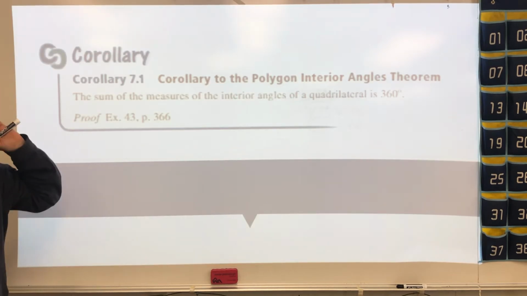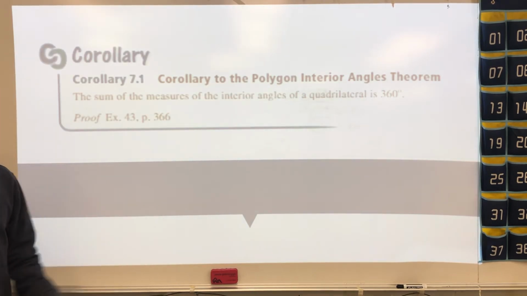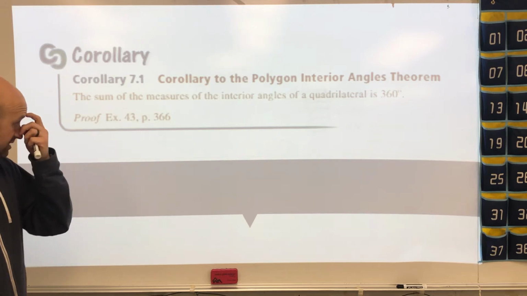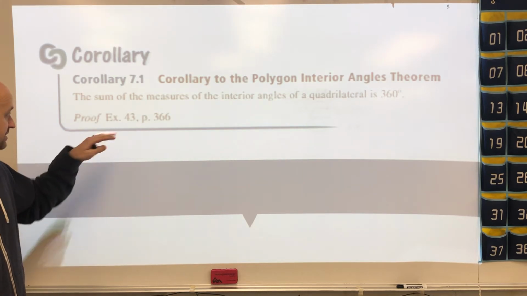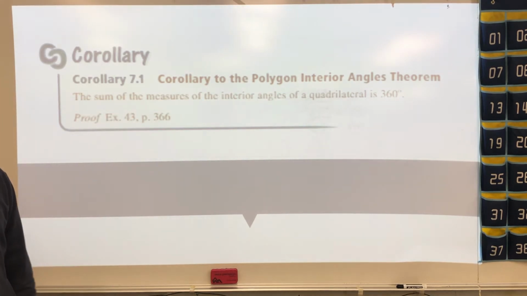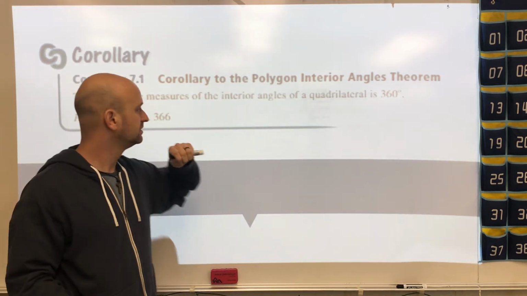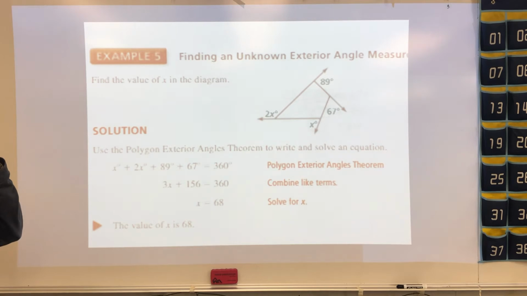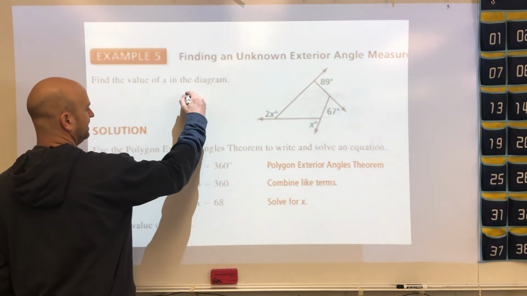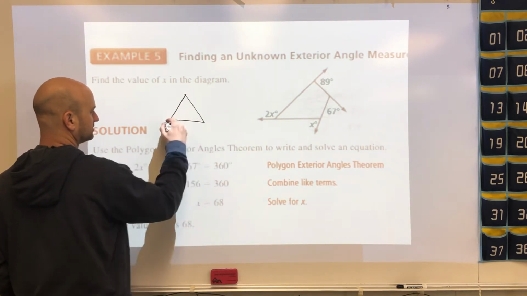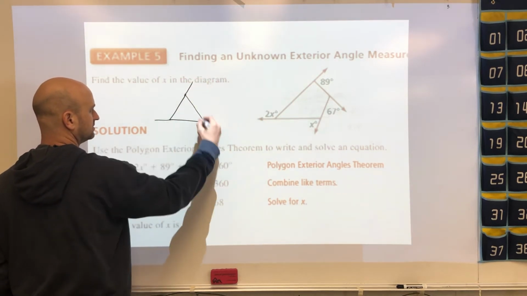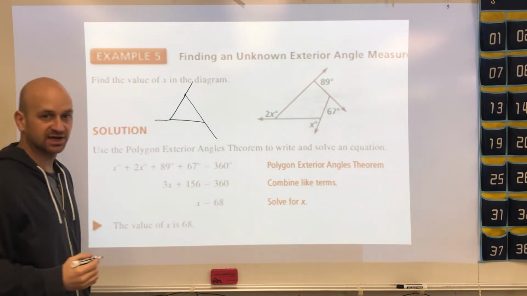All right, now let's talk about this. The sums of interior angles of a quadrilateral are 360. We just went through that, okay? All right, now, what about exterior angles? Well, let's talk about this for a second. If I had an equilateral triangle, and I drew exterior angles.